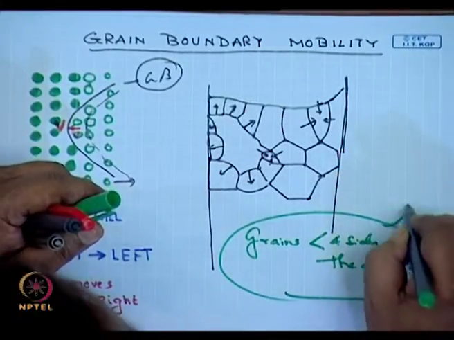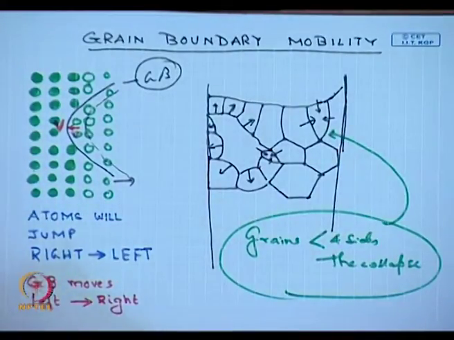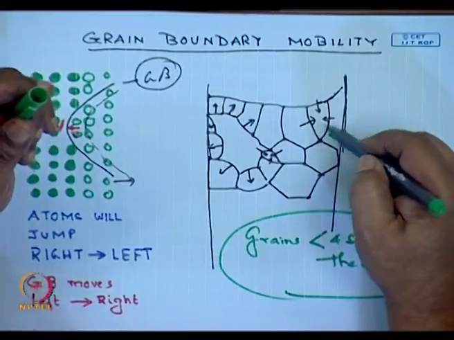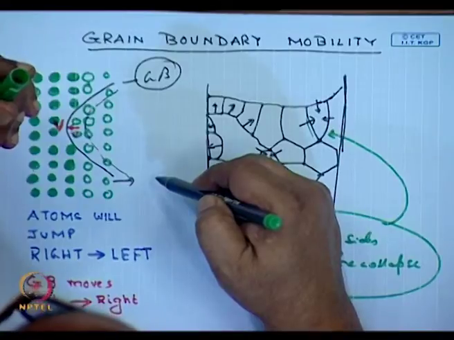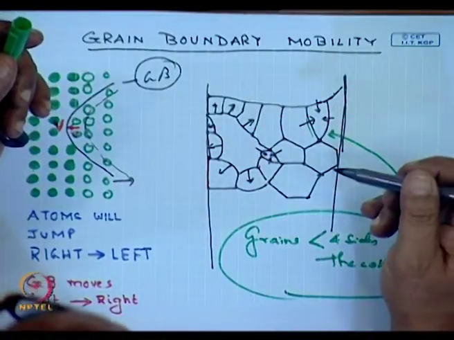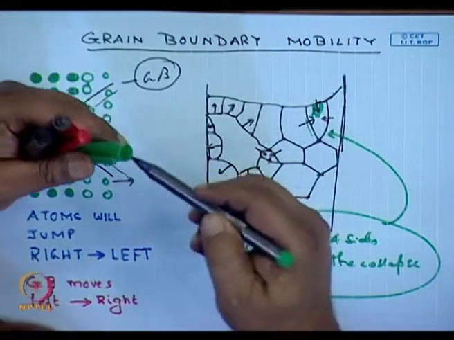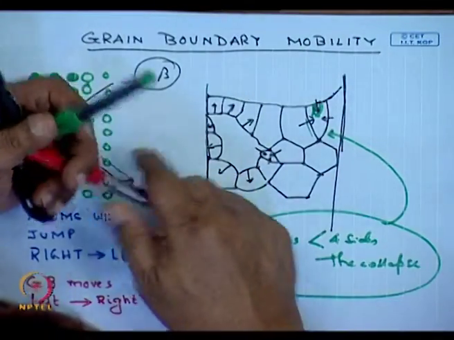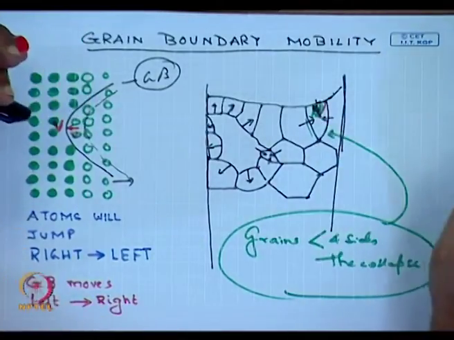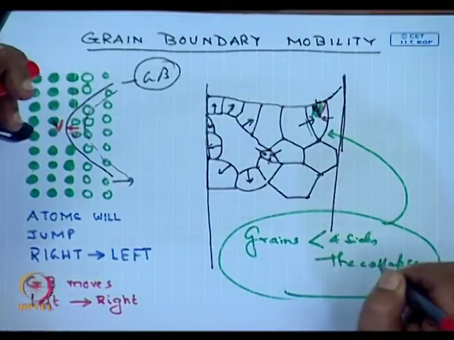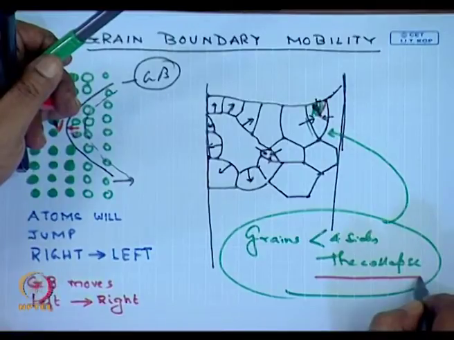And this you can see in this diagram. Why? This one has 3-sided grains. Look at the nature of the curve and what I had drawn here. The only thermodynamic way is for this grain to get smaller and smaller, while these grains get larger and larger. So, grains which are less than 4 sides will become smaller and smaller and collapse.